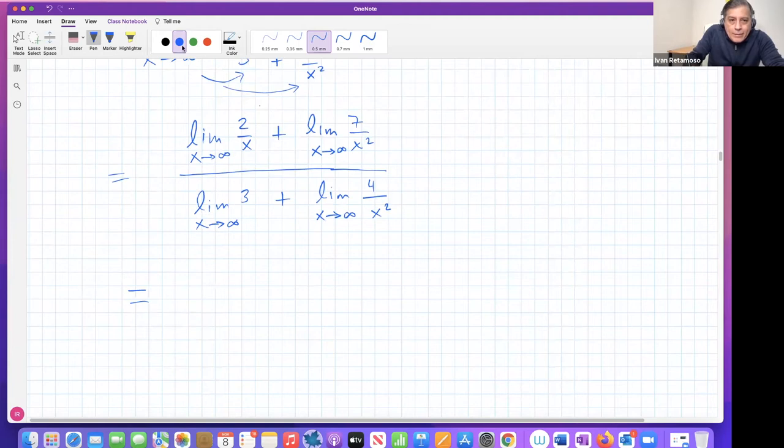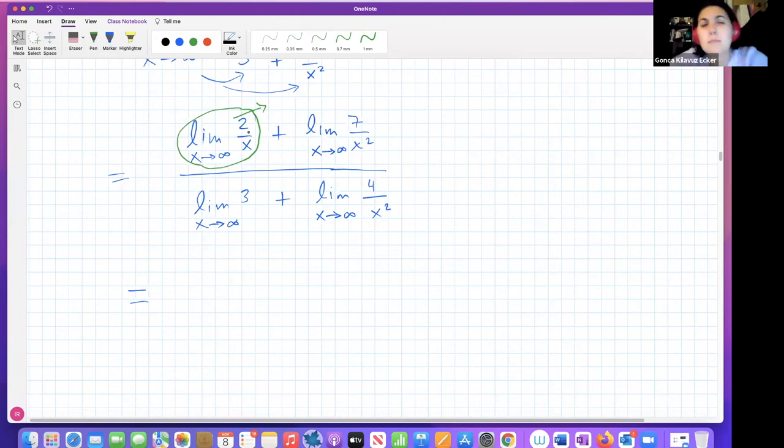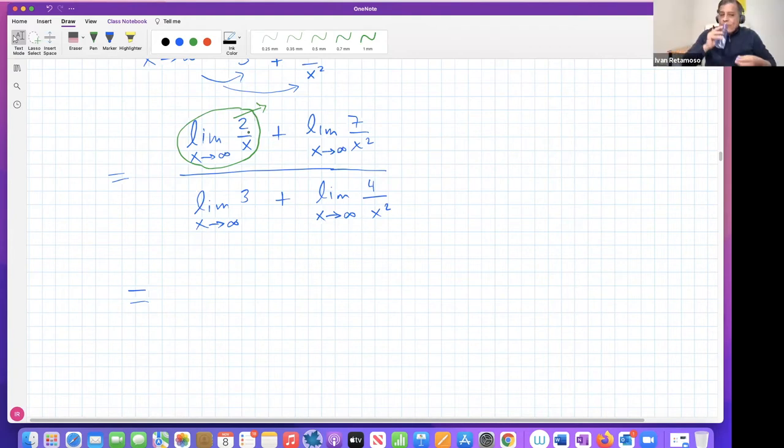But now, anyone could tell me what is this limit? What is the value of this? Where is this going? The limit of 2 over a big number. Think of 1 billion here into 2. What is that? Is it infinity? 2 divided by infinity. What should that be? 2 divided by 1 billion, for example, right? 0.000... In the limit.